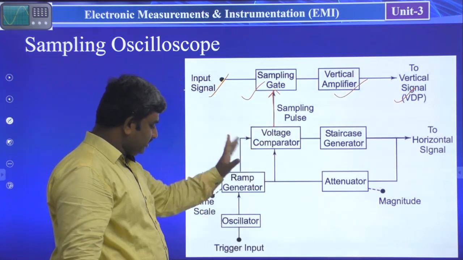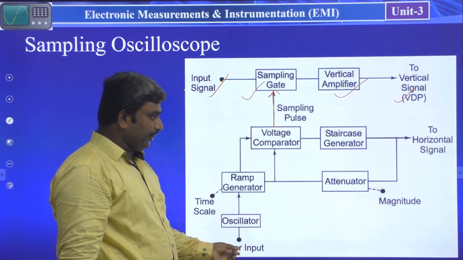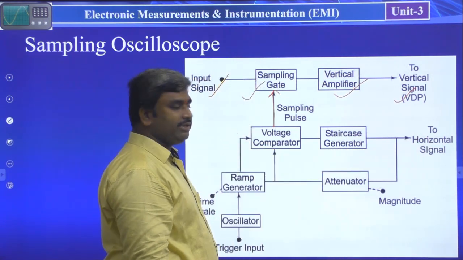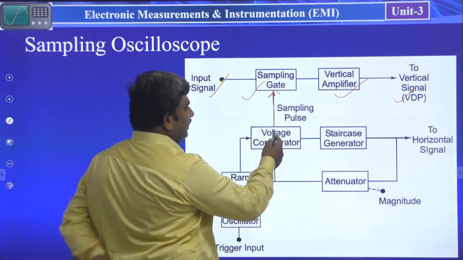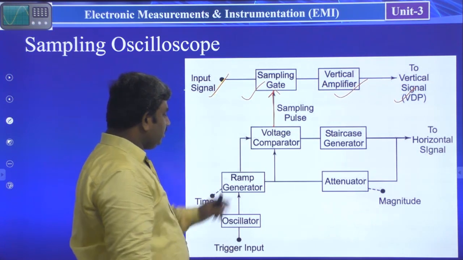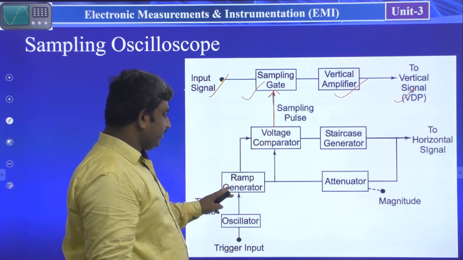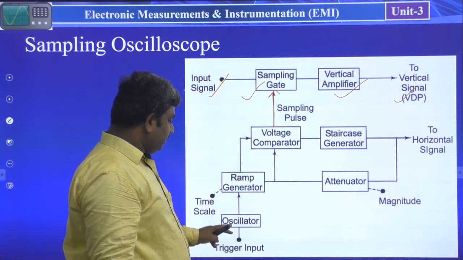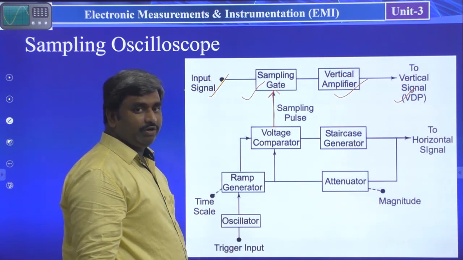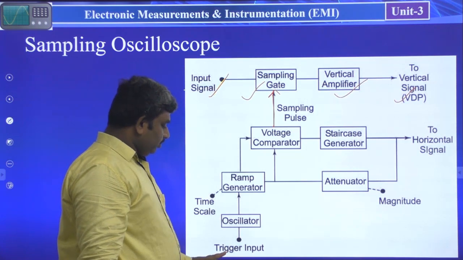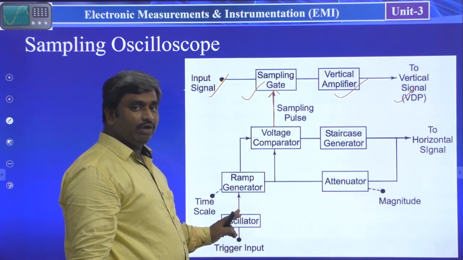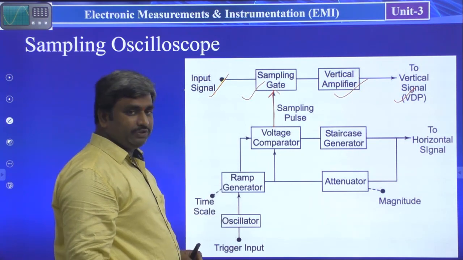So see the remaining circuitry. Here we have a trigger input, and here we have the horizontal deflection plates output signals. The sampling pulse is connected from the voltage comparator. This voltage comparator is connected to the ramp generator. This ramp generator is connected from the oscillator. This oscillator is triggered by some triggering input, and after triggering it will give oscillations to the ramp generator.